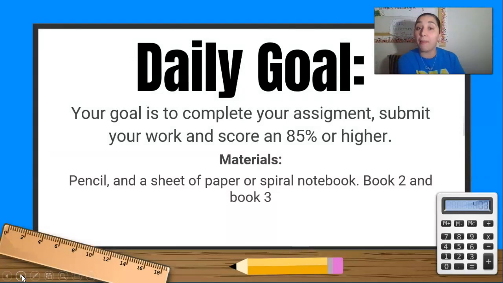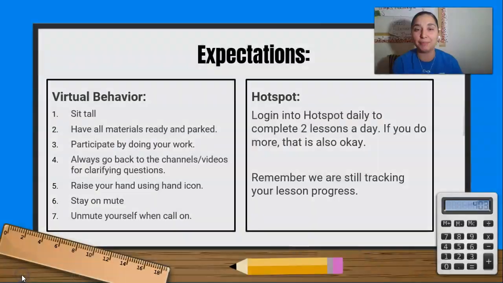Our daily goal is to complete our work or assignment and submit work at the end of class, and you score an 85 or higher. The materials that we need for today's class are a pencil, a piece of paper, or your spiral where you write your key points, book number 2, and book number 3.